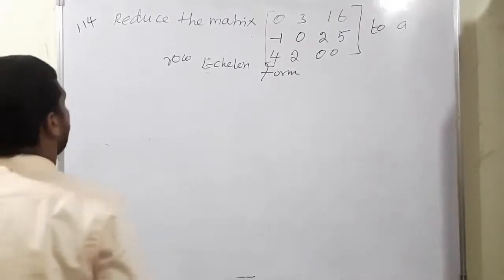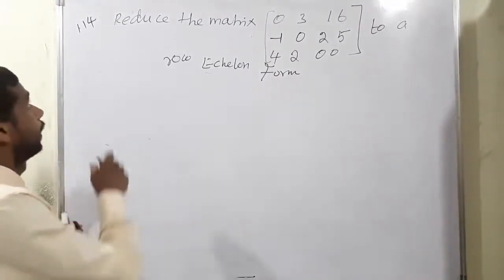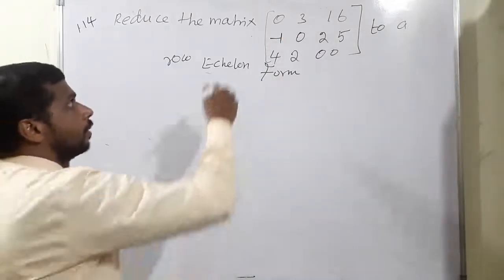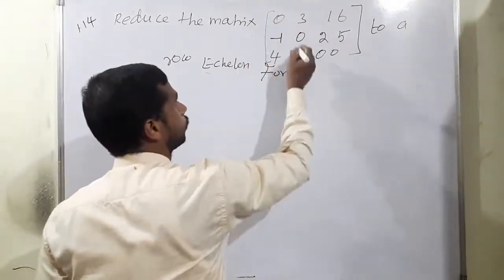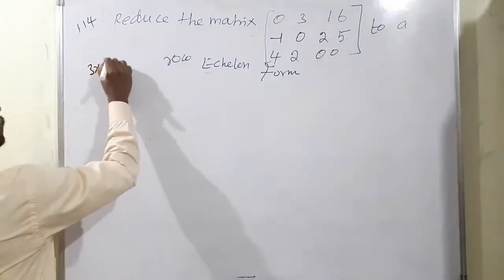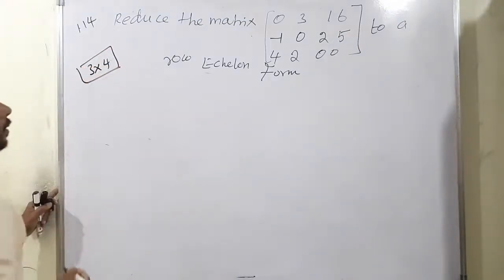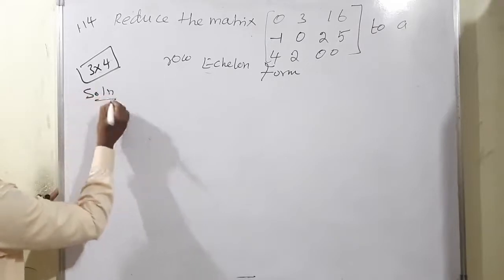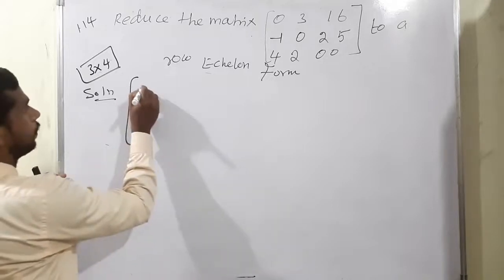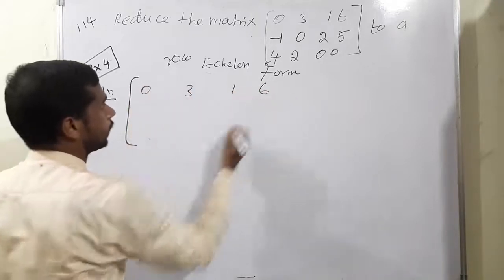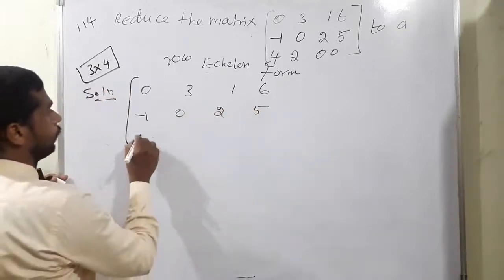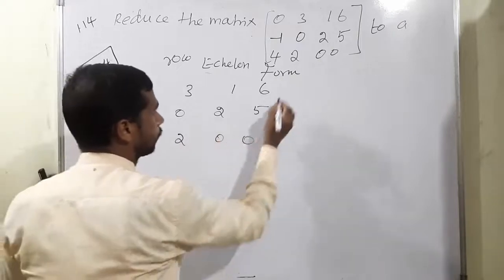So listen, example 1.14 concept is the same as example 1.13, but here the matrix set is different. So row 1, row 2, row 3, but column 1, column 2, column 3, column 4. Therefore, we can say this is called a 3 into 4 matrix. The solution: the terms 0, 3, 1, 6. Then minus 1, 0, 2 and 5. Then 4, 2, 0, 0.